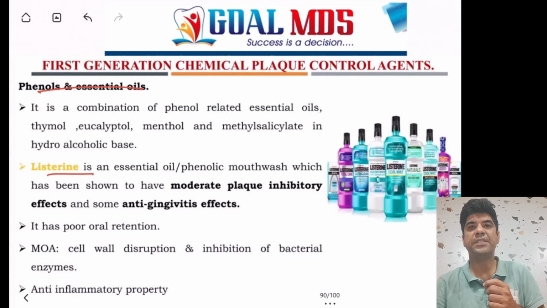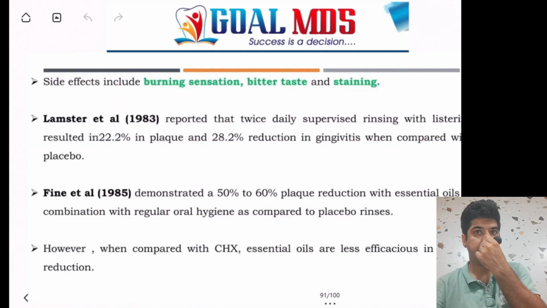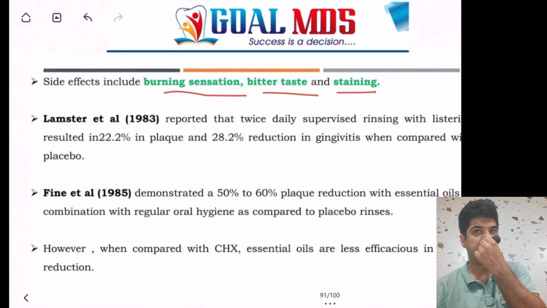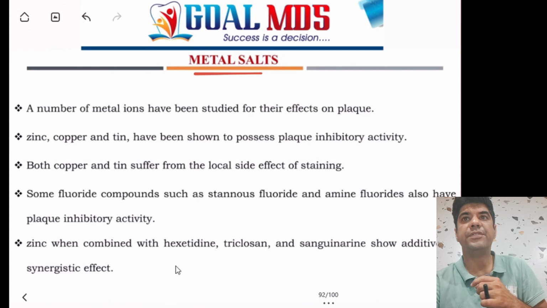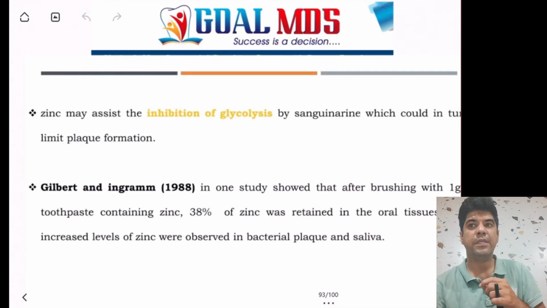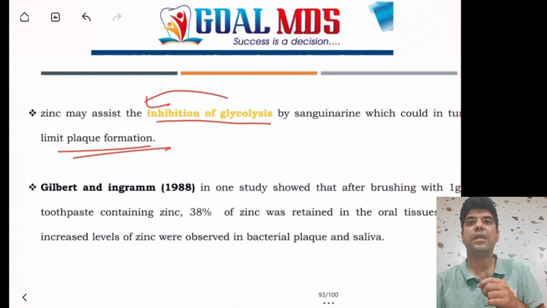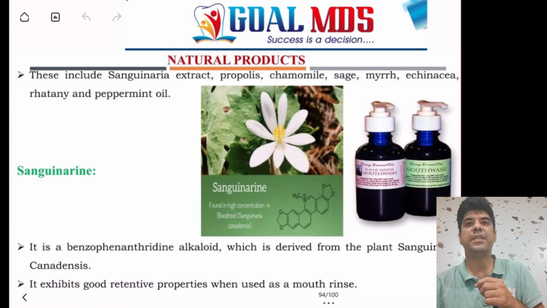So the examples of first generation agents are phenols, essential oils, Listerine. The side effects of them are burning sensation, bitter taste, and staining. Zinc salts, metal salts like zinc, when combined with chlorhexidine or triclosan, show an additive effect. Zinc assists the inhibition of glycolysis that could limit the plaque formation.